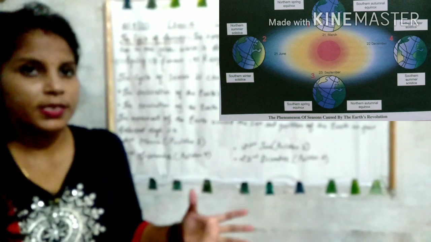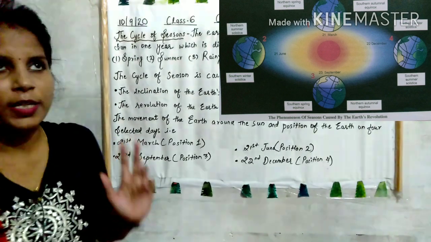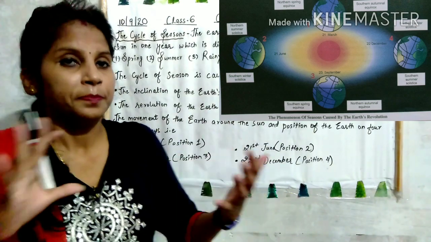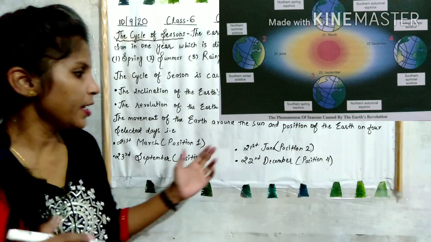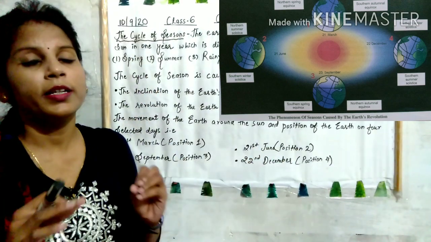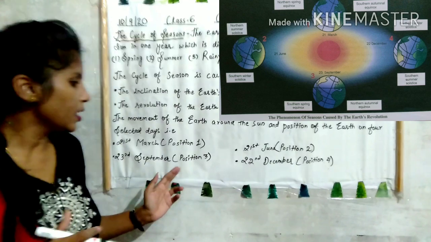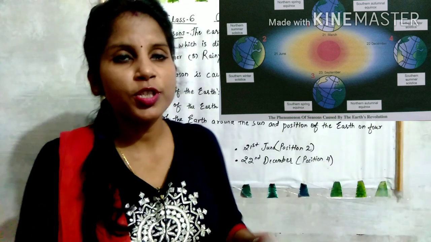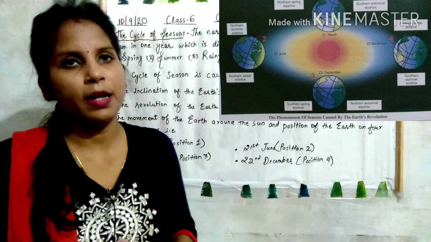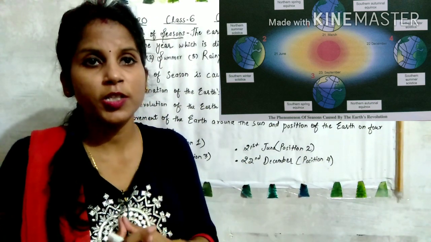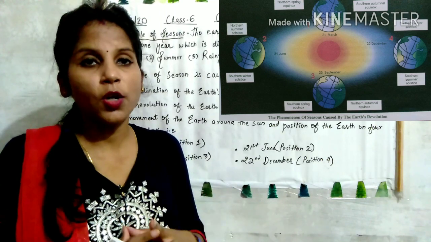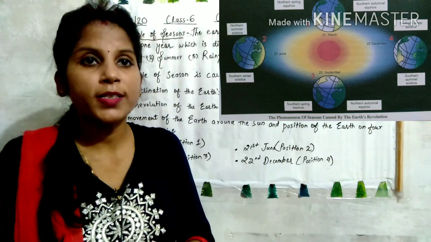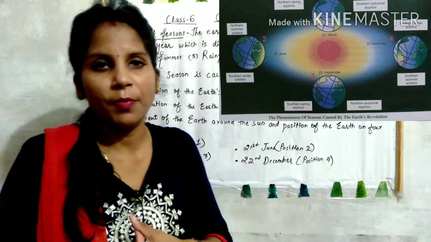The 4 days are, the first one is 21st March. As you can see in the figure, it is position number 1, the position of sun and the earth. Then second position is on the day 21st June. Then third position is on the day 23rd September, and fourth position is on 22nd December. So these are 4 positions of the sun and the earth on a day, and they are called as solstice and equinox, that we will study in the upcoming video.